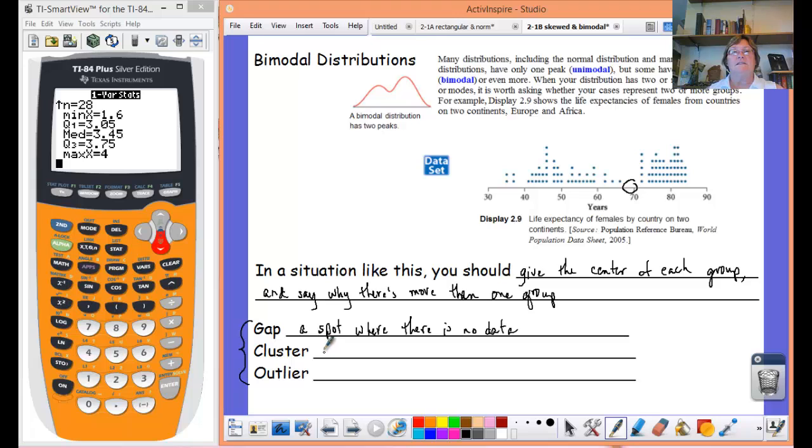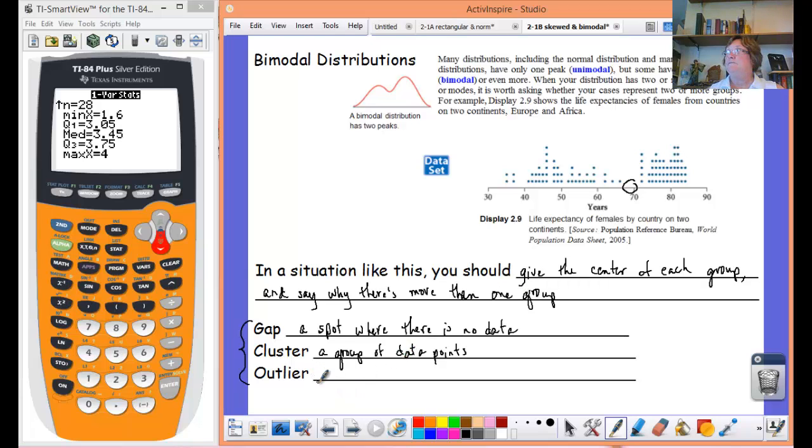A cluster is a group of data points, and again, this is kind of a subjective measurement. Your definition of cluster may be different than mine. A group of data points, but I think that in this distribution you can clearly see that there's a cluster right there between, say, 74 years old and 84 years old, okay? A group of data points.